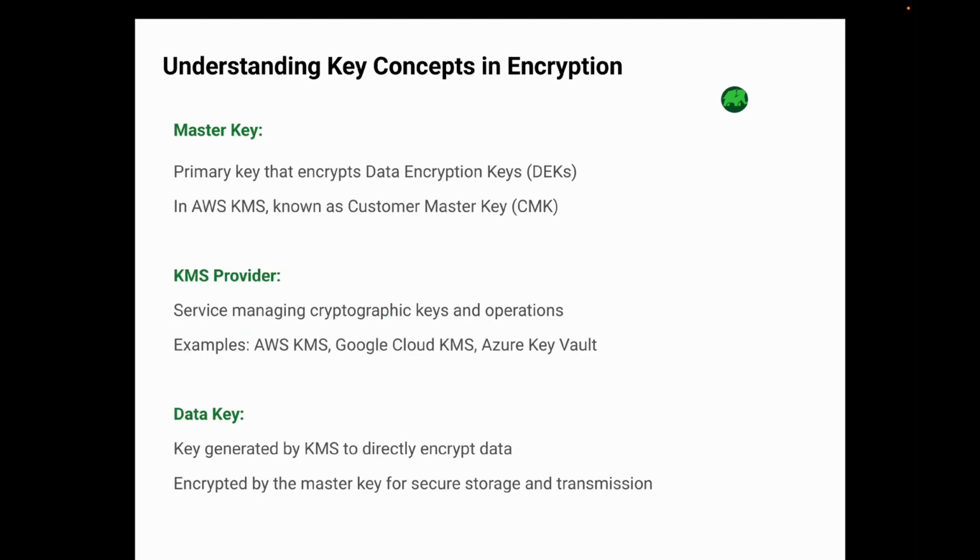Now, let us break down some essential encryption concepts you need to know. Number 1 here is the master key. The master key is the primary key that encrypts data encryption keys. In AWS KMS, this is called the Customer Master Key, CMK. And also the KMS provider. This is a service that manages cryptographic keys and operations. For example, AWS KMS, Google Cloud KMS, and Azure Key Vault. Lastly, we have the data key. This is a key generated by KMS that directly encrypts data. It is encrypted by the master key for secure storage and transmission. These key management concepts are fundamental to MongoDB's queryable encryption module. Keep them in mind when designing secure applications.